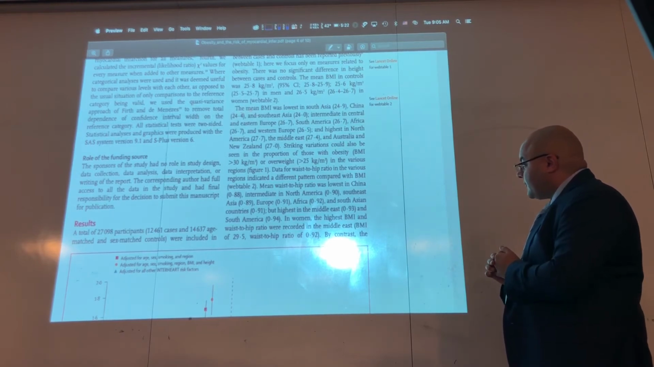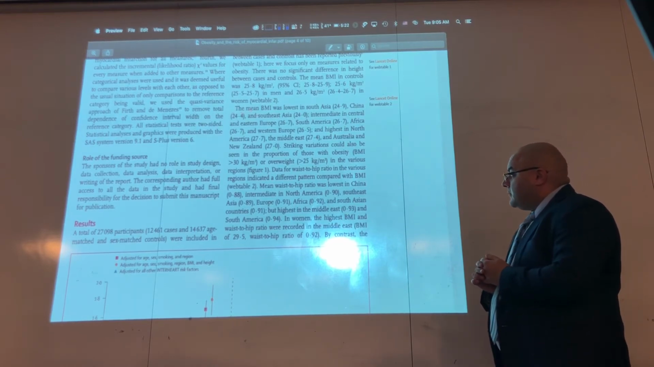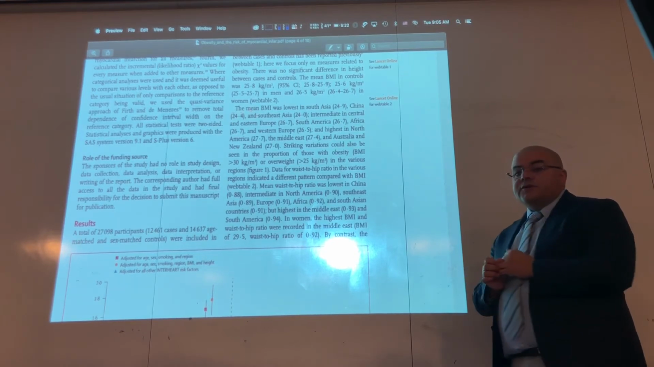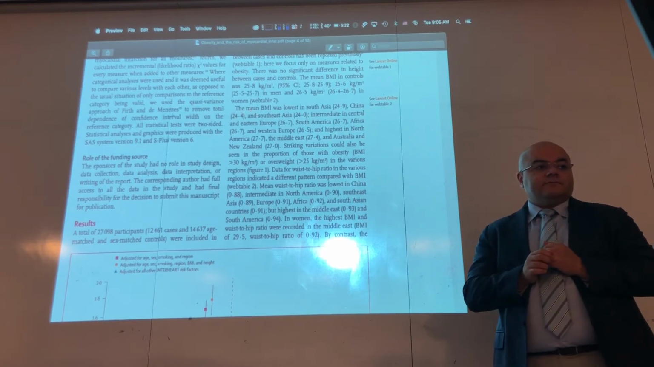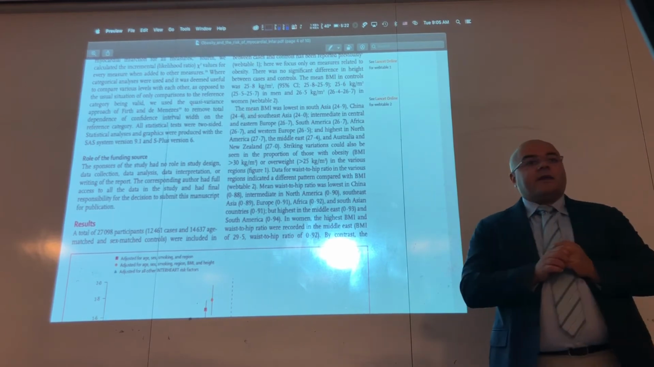27.4. What is 27.4? The mean BMI. Where is the highest BMI? In North America? Yeah, North America, yes, unfortunately.